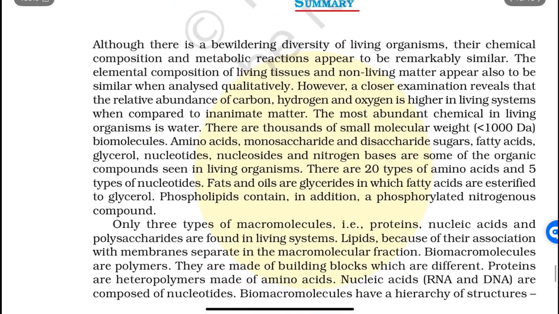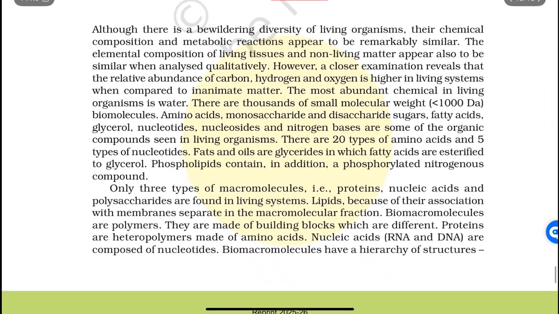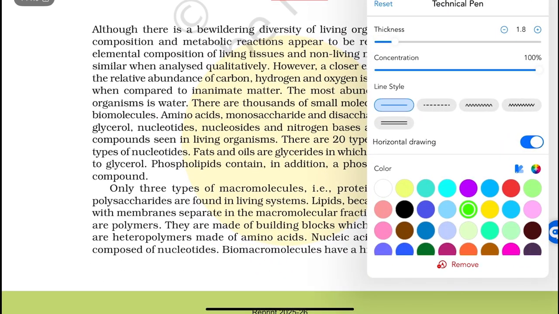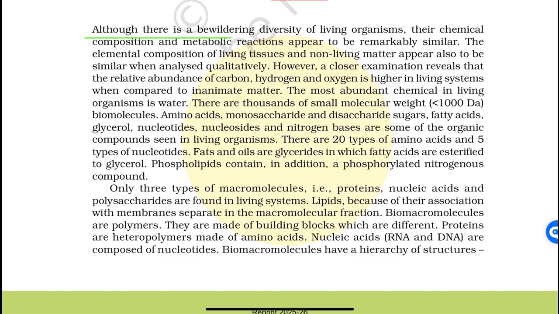Summary: Although there is a bewildering diversity of living organisms, their chemical composition and metabolic reactions appear to be remarkably similar. The elemental composition of living tissues and non-living matter appear also to be similar when analyzed qualitatively. However, a closer examination reveals that the relative abundance of carbon, hydrogen, and oxygen is higher in living systems when compared to inanimate matter. The most abundant chemical in living organisms is water.